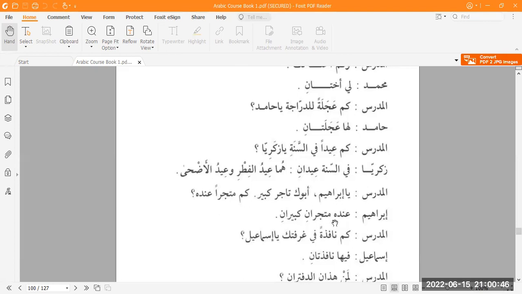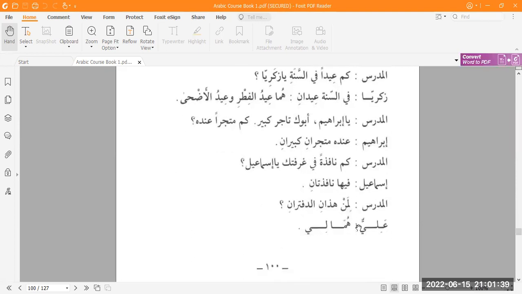So Ibrahim replies, he says, indahu matjarani kabirani. Kabirun, kabirani. Matjarun, matjarani. That's how it's basically working. Everything is just becoming ani. So indahu matjarani kabirani. And like you can see from the sentence, the mawsuf and sifa have to correspond in number as well. So we're talking about two shops, so the description of it has got to be dual as well. So matjarani, kabirani. Masculine, masculine, feminine, feminine, singular, singular, dual, dual, plural, plural. That's how it works. So indahu matjarani kabirani. He has two big shops.